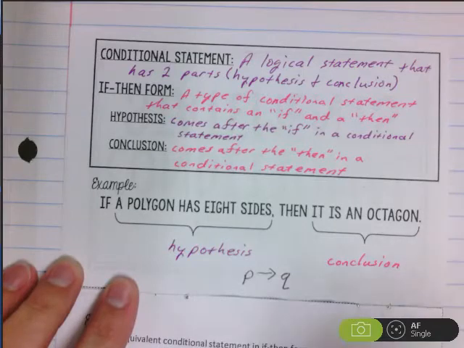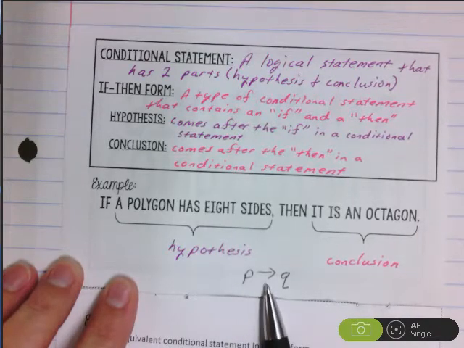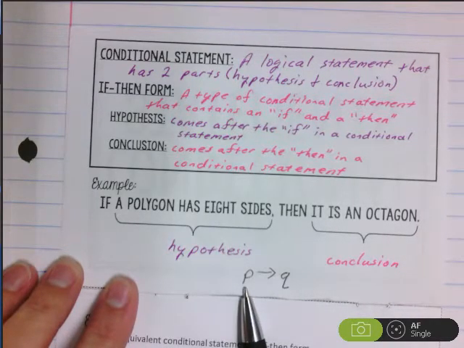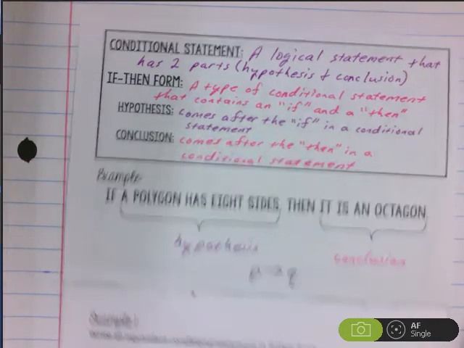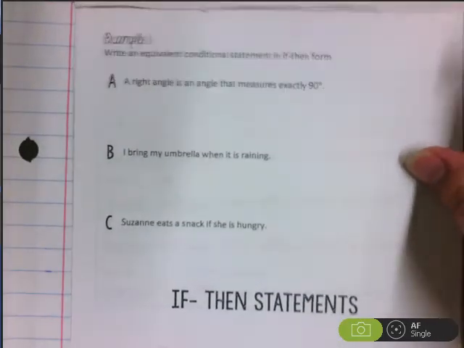Now we have some symbols. So we have P implies Q. So if P, then Q. And we use this little arrow here. All right, so let's take a look at a few examples that we have.